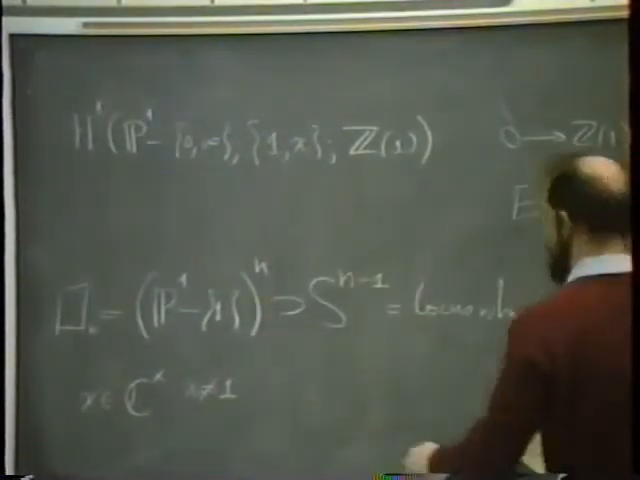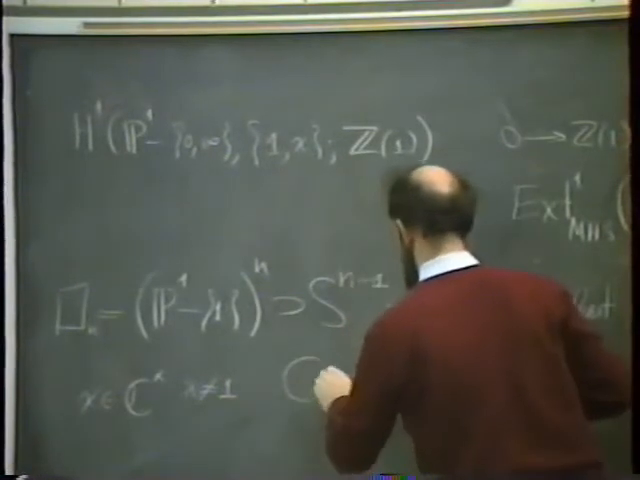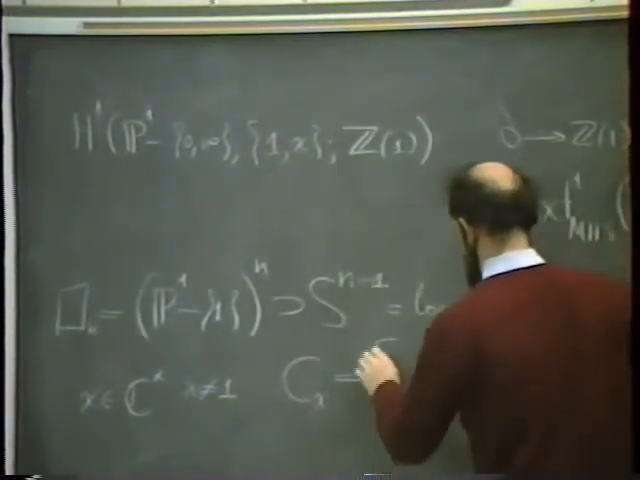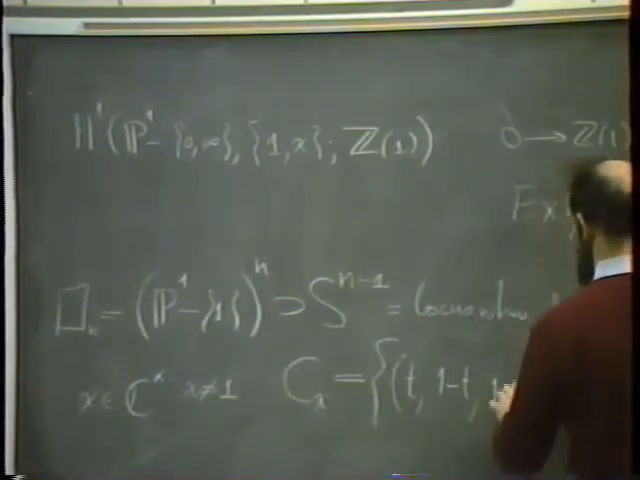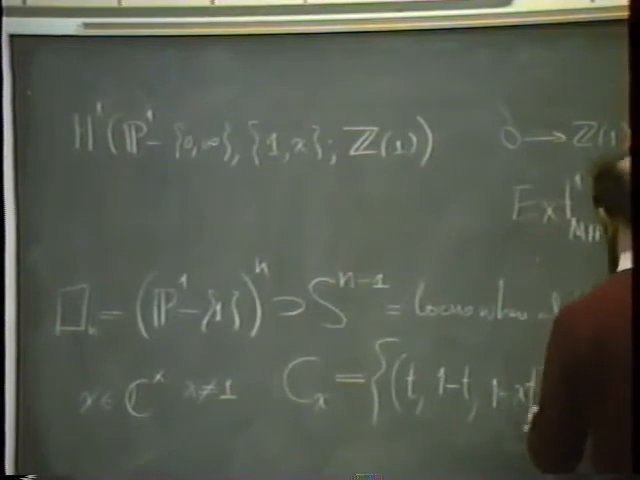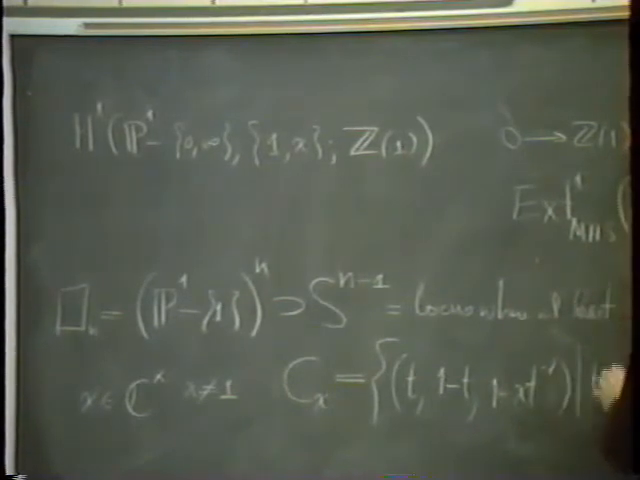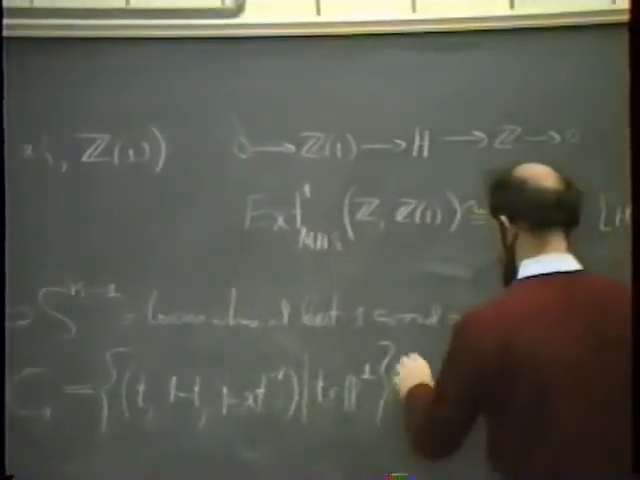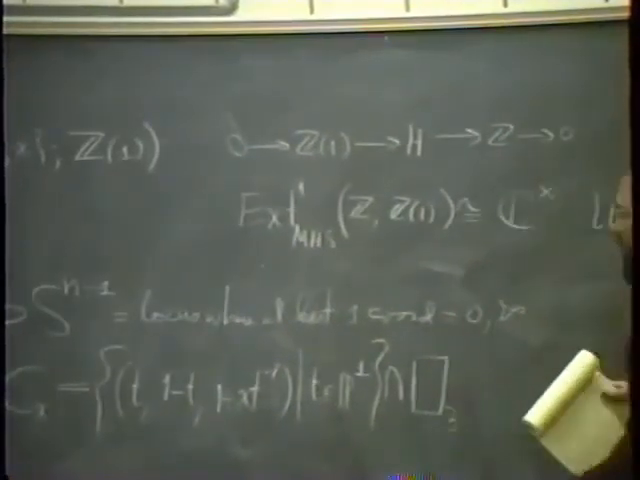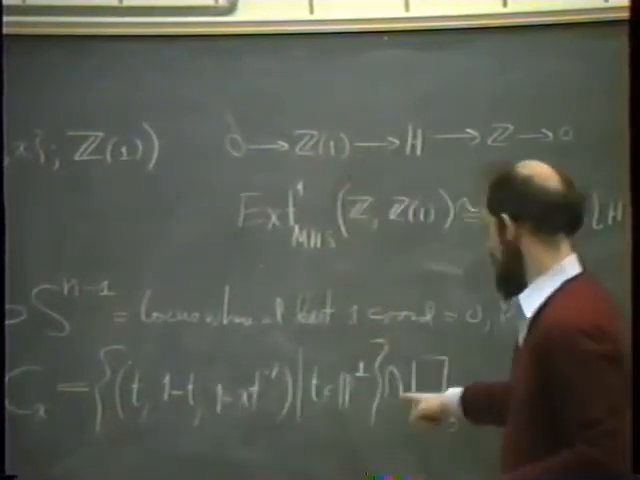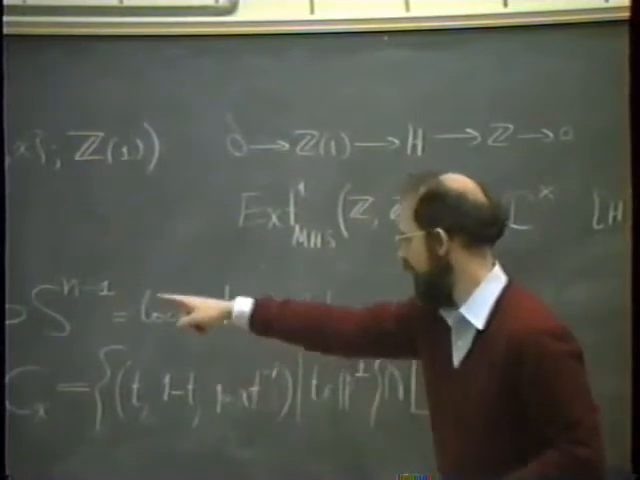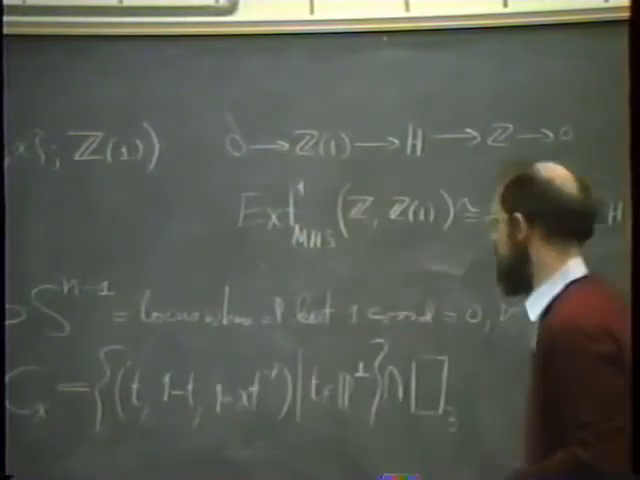And let me write C_x for the following curve. I'll write it as a parameterized curve. It's the locus of all points (t, 1 minus t, (1 minus x) t inverse) for t in P1. Actually, what I have in mind is not quite that. It's that intersect box^3, in other words, where I remove the locus where at least one of the coordinates is 1.